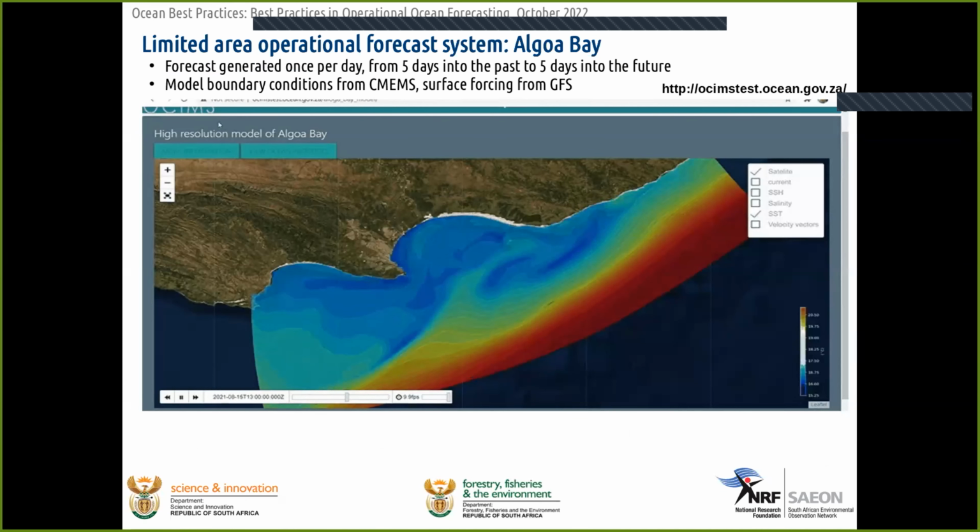And I guess while you and I can appreciate the value of knowing what the temperature is doing in the next 5 days in an animation like this as marine scientists, the user within Algoa Bay, our stakeholder, might not realize how useful this is. They might appreciate the pretty picture, pretty movie, but they might not realize how it can be useful to them.